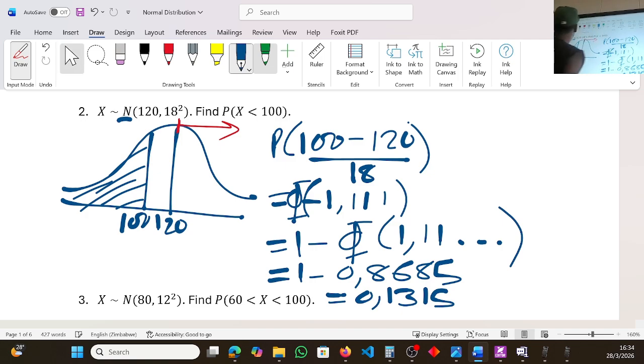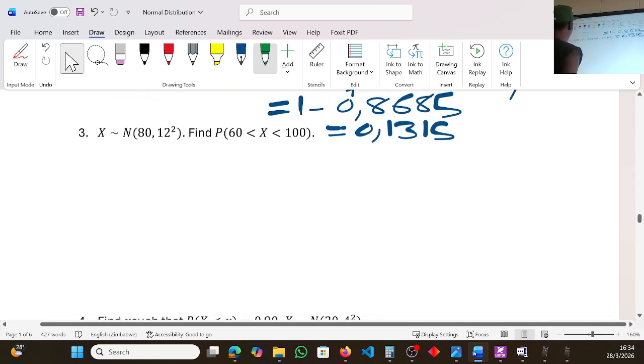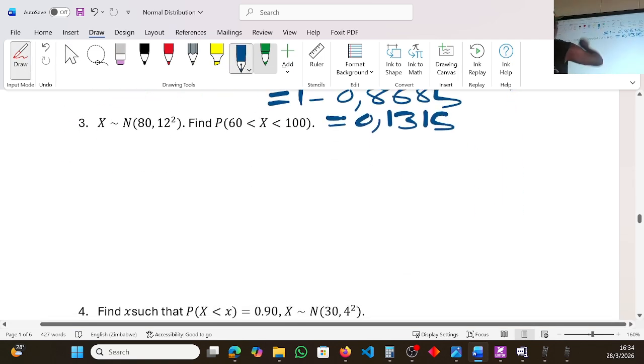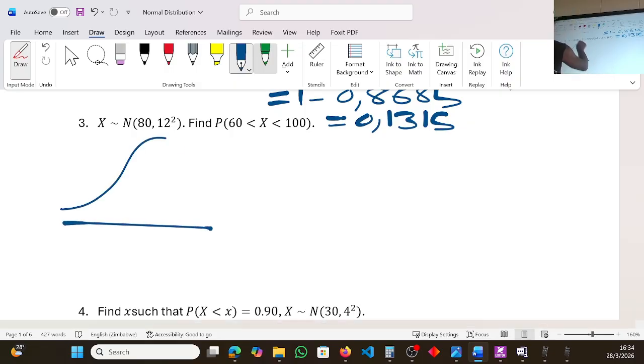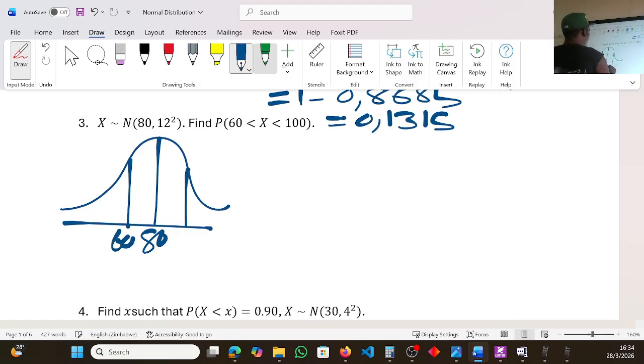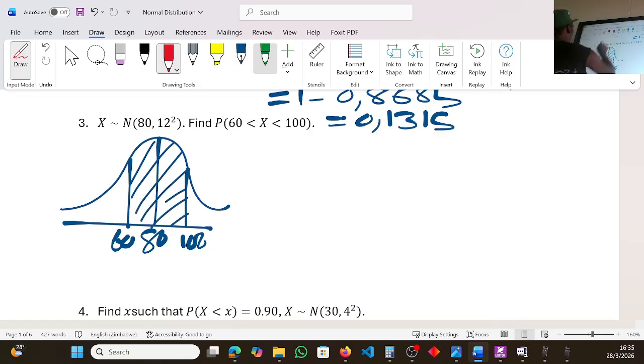0.1315. Moving to the third problem, I have got another normal distribution question. This time around, I've got 2 bounds. So if I draw my sketch, I have a scenario like this. Well, this is my mean 80, but I've got a point of interest 60 and another 100 there. So my area of interest is in between those points. So that's the shaded part. Now, if I check carefully, the difference between 60 and 80 is 20, and here is 20. So it looks like these points are symmetrical.